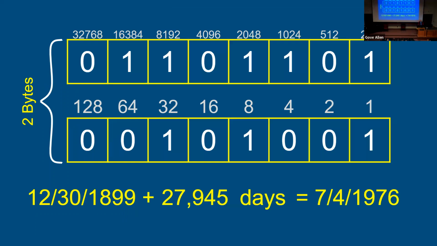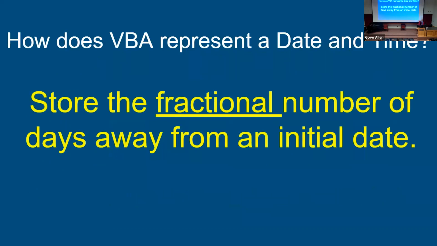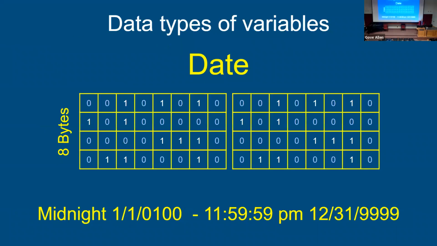So anyway, that's the date type. And the date type handles this fractional stuff, so a portion of a day gets me to a different location. Okay, so your range is from midnight, the year 100. So you're going way below the 1899 starting date, up to 9999. Basically from the year 100 to the year 10,000 is the range for date.